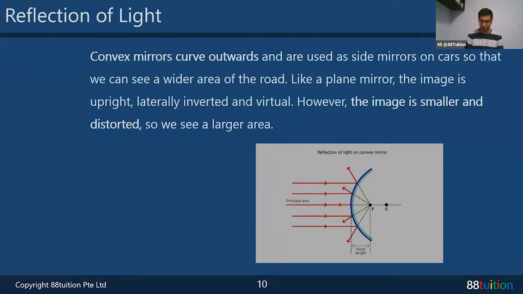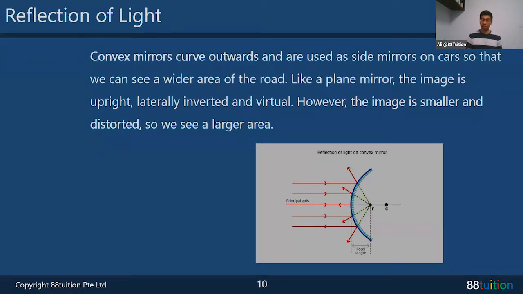Good. Okay, so convex mirrors look like this. Let's have a read. Many of you are really tired from going to school, so I won't ask you to read. Let me read. Convex mirrors curve outwards. Okay, we know, which means what? U-shaped, and are used as side mirrors on cars.